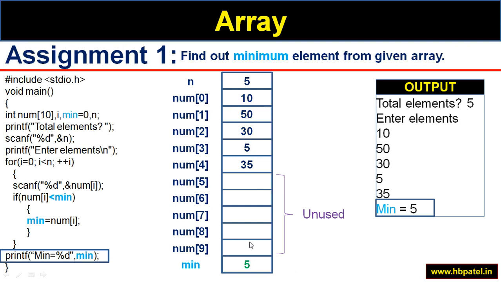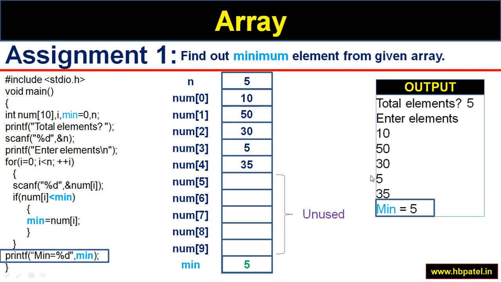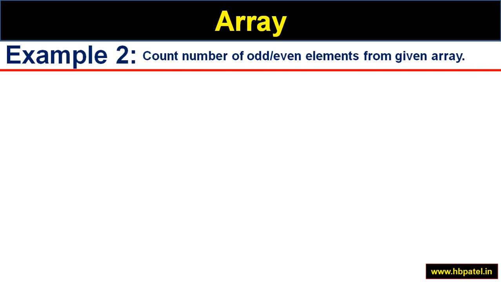So again, if I change the maximum word with minimum, everything will remain the same. The only thing is max is replaced by min, and in the logic, rather than num greater than min, it is num less than min, and at the end I'll be getting, which is very simple, min equal to 5. So I'm not going into the detail. You can have a dry run as we did in our last example.